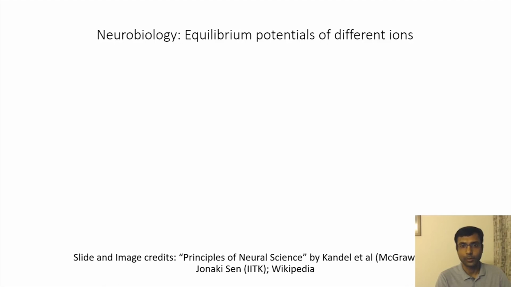Everyone, welcome to Neurobiology. In the last video, we looked at the idea of equilibrium potential of a particular ion. We saw that this is the value of membrane potential at which the electrical gradient and the chemical gradient balance out, and therefore there is no net flow of that particular ion.